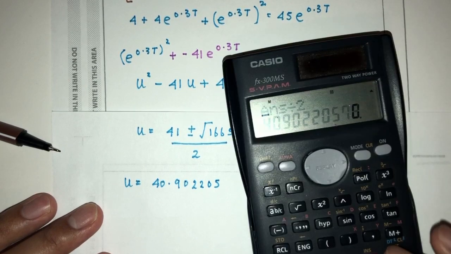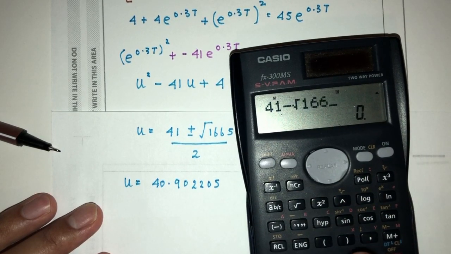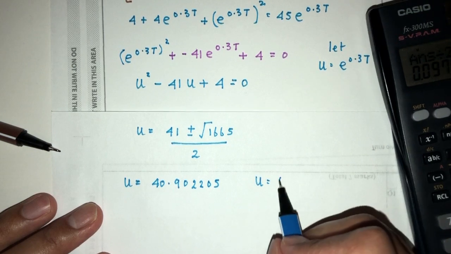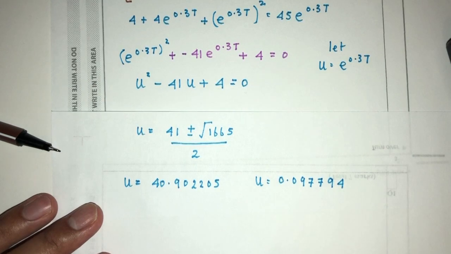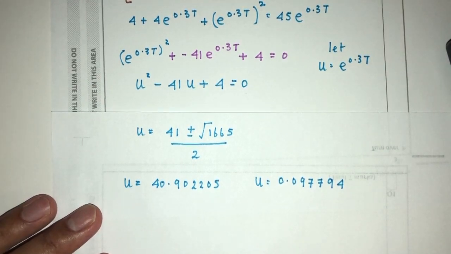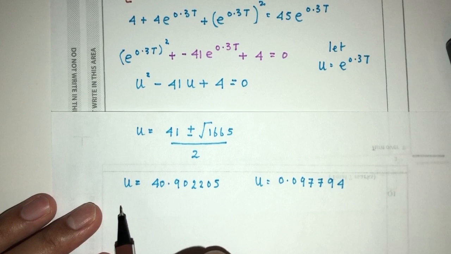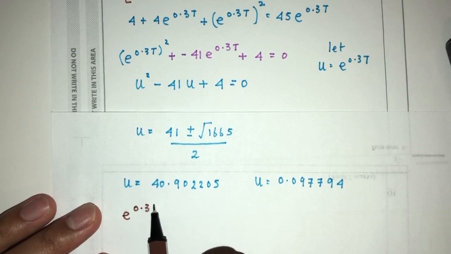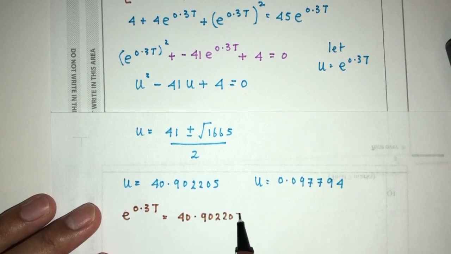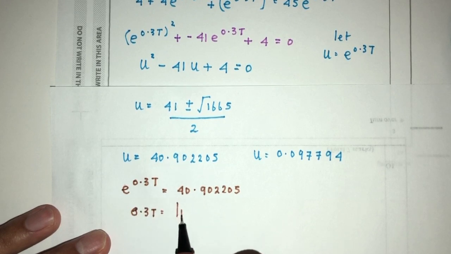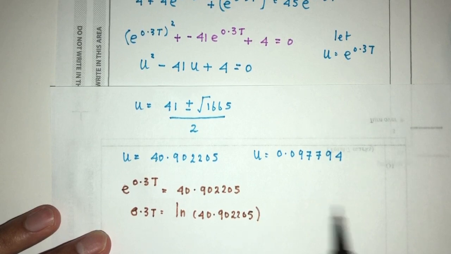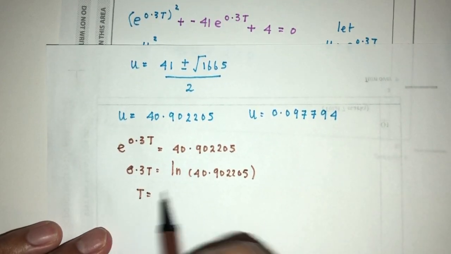And here we have something else. That will be 41 minus root of 1665 divided by 2. That will be 0.097794, for example, right? Now again, we are trying to find the value of t, not the value of u. As we have seen here, replace: you have exponential 0.3t is equal to 40.902205, which means 0.3t has to be ln of this value. Right. So t has to be what?